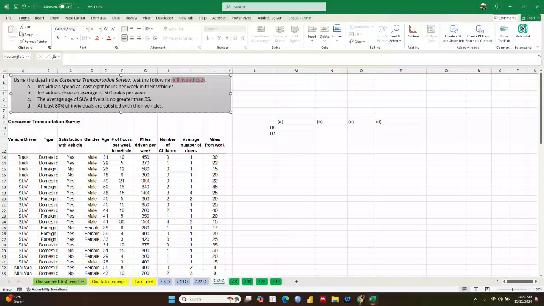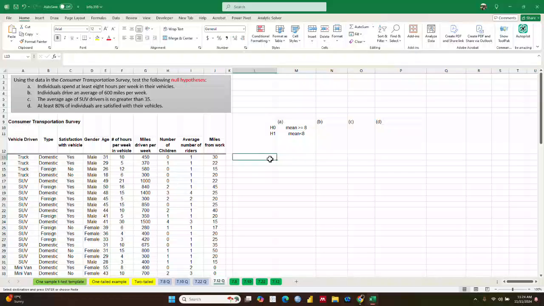The first thing that you want to do is read the question and actually write down the null and alternative hypothesis, because it will be very helpful when you want to interpret your result. The first part is saying that individuals spend at least 8 hours per week in their vehicles. So the null hypothesis is given to us that the mean is greater than or equal to 8. The alternative is going to be less than 8. Remember, the equal sign can only be seen in the null hypothesis. We cannot put the equal sign in the alternative hypothesis. So the null hypothesis is that the average is greater than or equal to 8 and the alternative is less than 8.